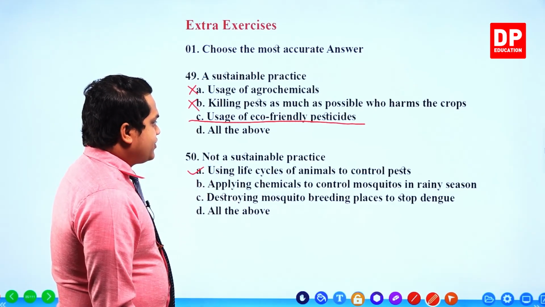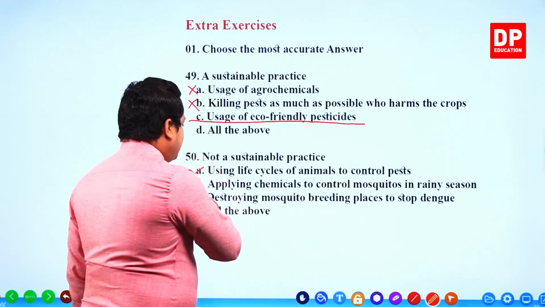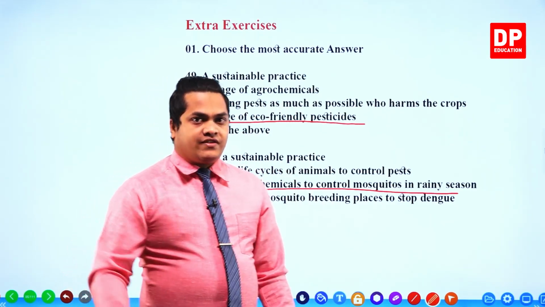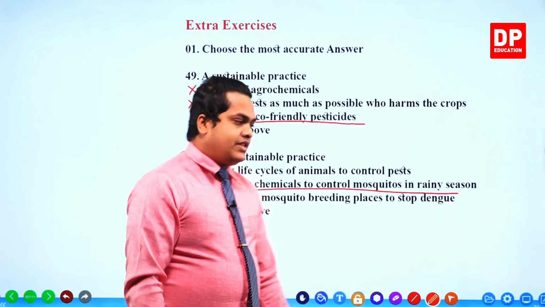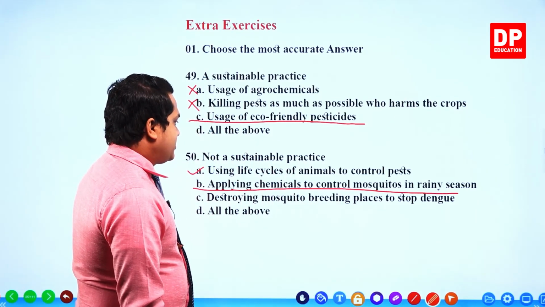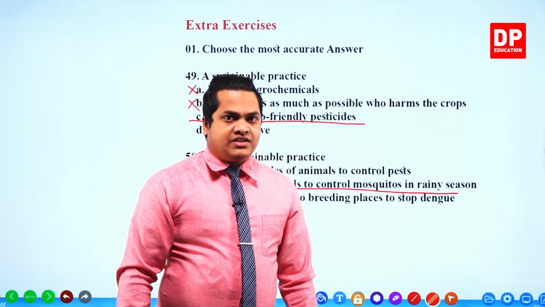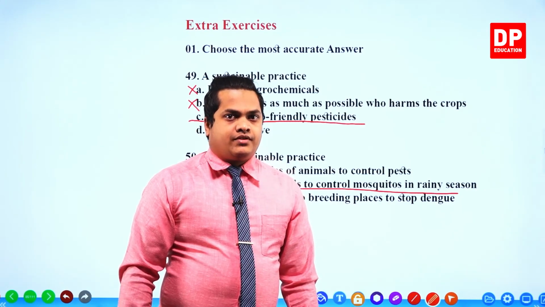Applying chemicals to control mosquitoes in rainy season. Now that is incorrect. No matter what, usage of chemicals is not a good one. So it is incorrect. Then the next one, destroying mosquito breeding places to stop dengue. That is also correct. That's the best way to stop the mosquito population.